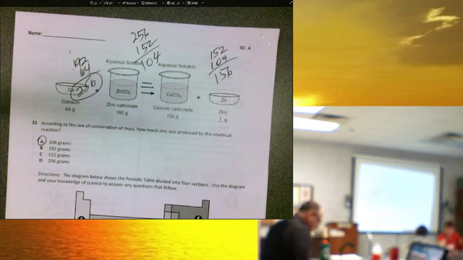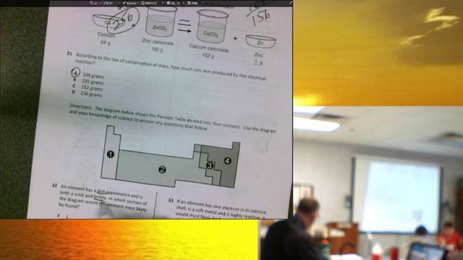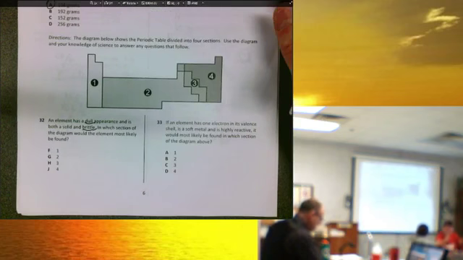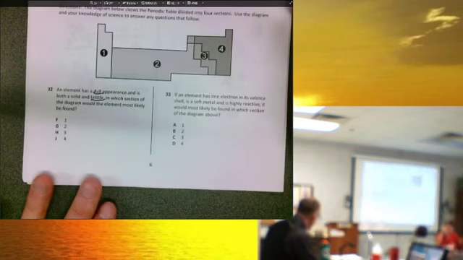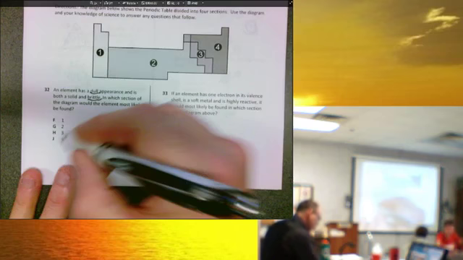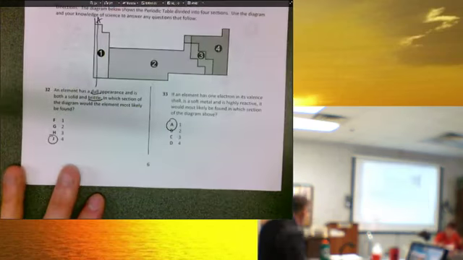32, an element dull and brittle. What is it? If it's dull and brittle, is it a metal, non-metal, or metalloid? Dull and brittle is non-metal. So it's 4, so it was J. If an element has 1 electron in its valence shell, you already should know it's right here, 1A. So it was in 1. Any questions?